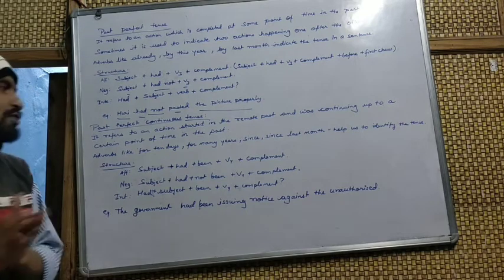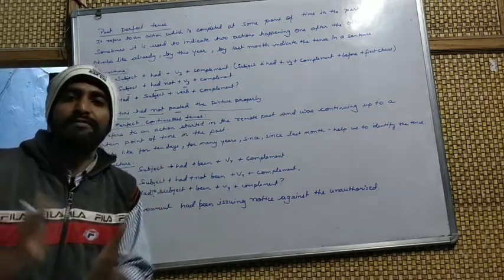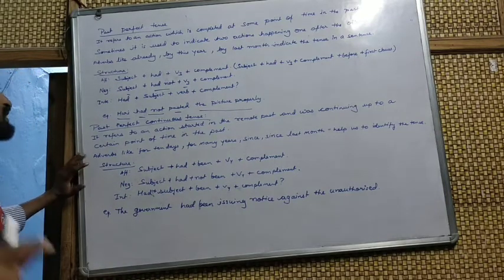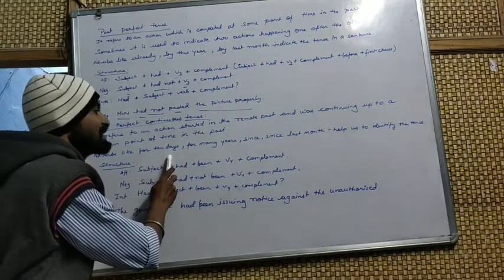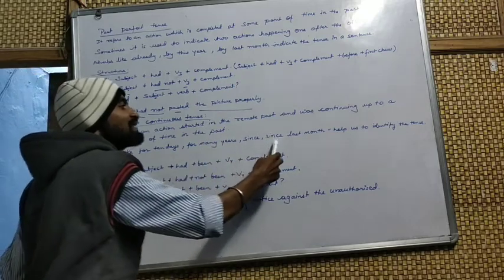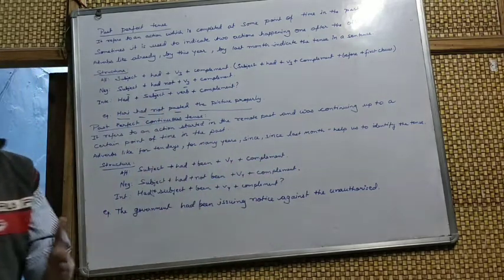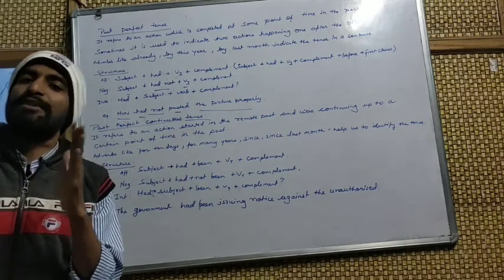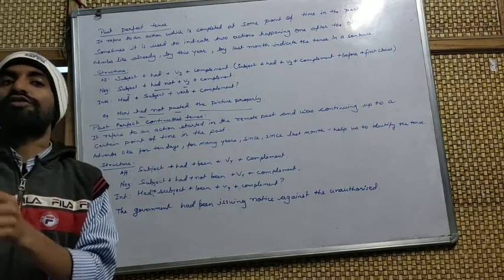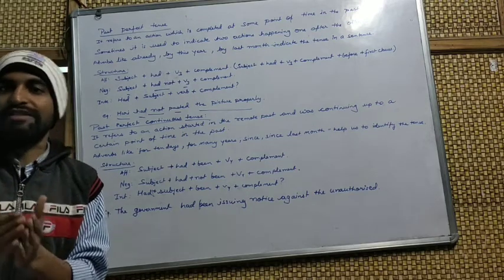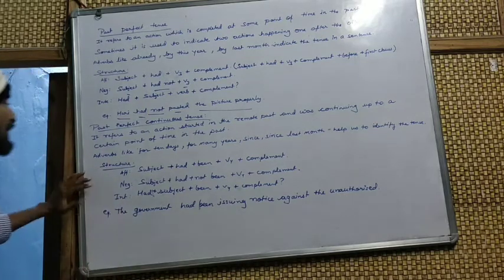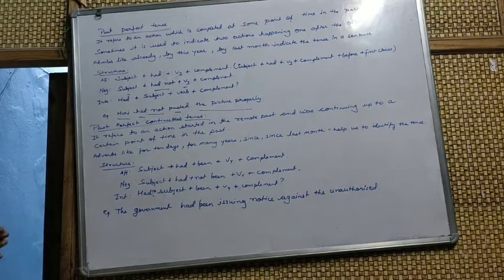I have given here some of the adverbs which are used to identify this tense, just like for 10 days, for many days, for many years, since last month. Since and for, these two words you will repeatedly see in this type of tenses. Since and for you will also see in the present perfect continuous tense, and it will also come in the past perfect continuous tense.